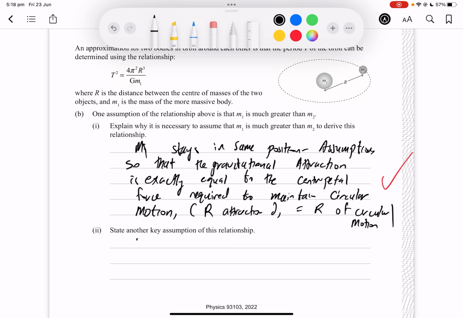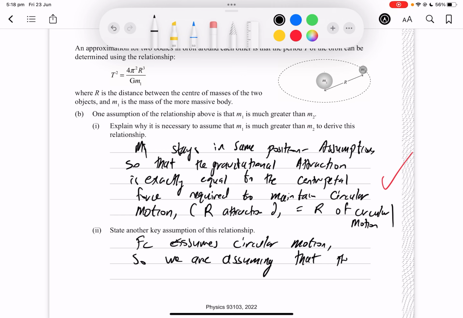So Fc assumes circular motion, so we are assuming that the orbit is circular. It's basically not elliptical, for example. And you can get another mark for this question here.